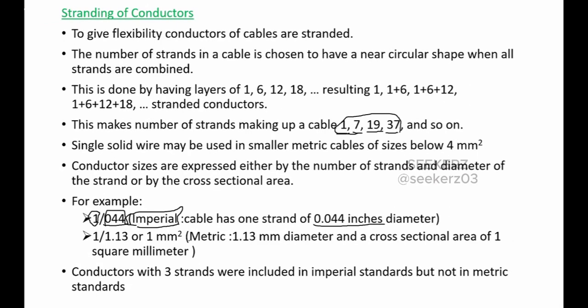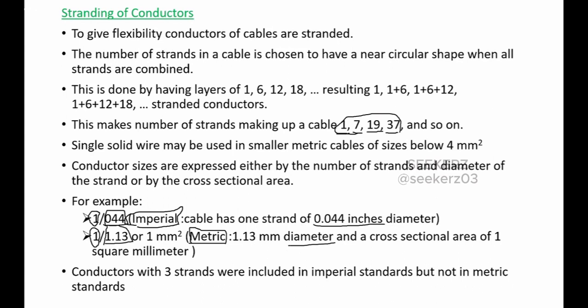If we go to the metric method, which we mostly use, the first number gives the number of strands for this cable or wire. This first number can be 1, 7, 19, 37, or so on. To get an approximately circular cross-section area, we have to use a number of strands in the conductive part. And the second number gives the diameter of one strand.